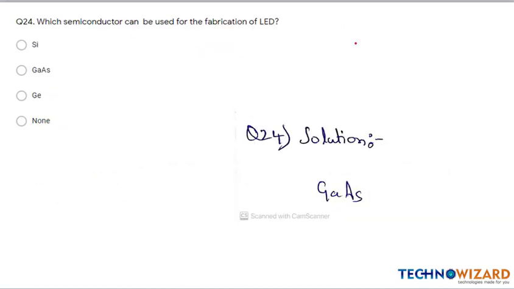Now, which semiconductor can be used for fabrication of LED? Only gallium arsenide is used for fabrication of LED. That is option B is the correct answer.